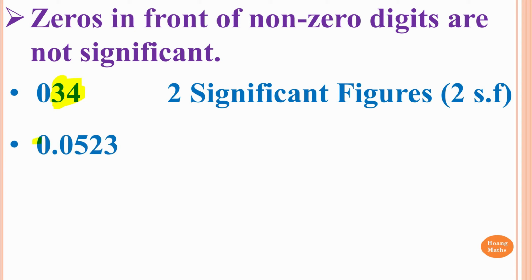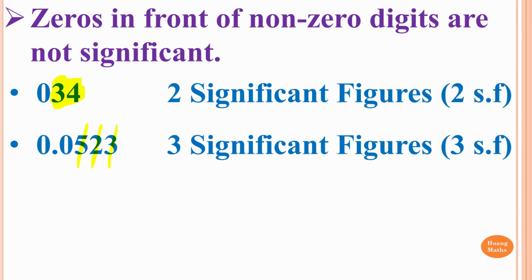So remember, 0 in front of non-zero digits are not significant. So we only have 3, 2, 5. So 3 significant figures. Last example. So this 0 doesn't count. Therefore, we only count 5 and 4. So 2 significant figures.